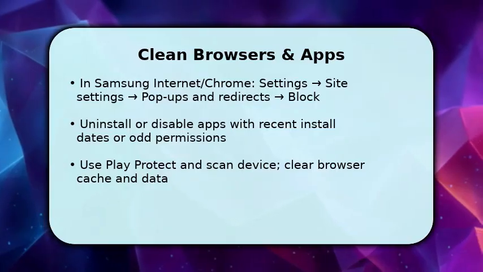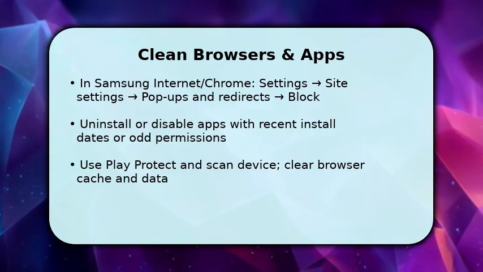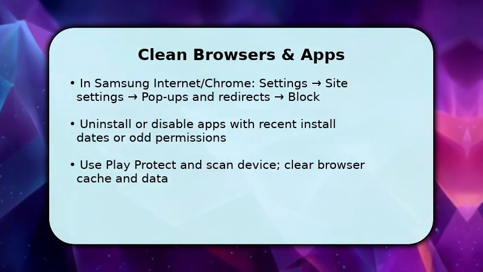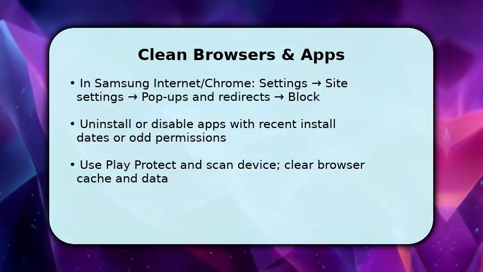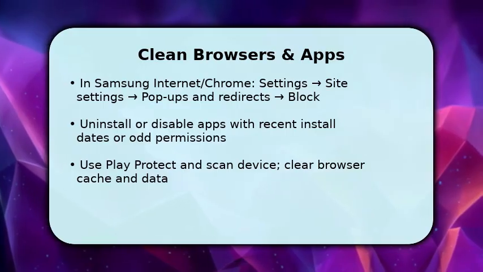Next, you tackle the sources. Open Samsung Internet and Chrome, go to Settings, right arrow Site Settings, and ensure pop-ups and redirects are blocked. Then uninstall any apps you flagged earlier. If uninstall isn't possible, disable and revoke all permissions.